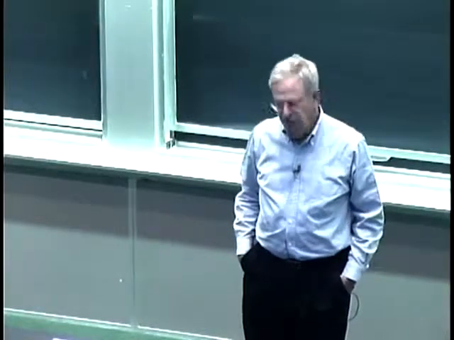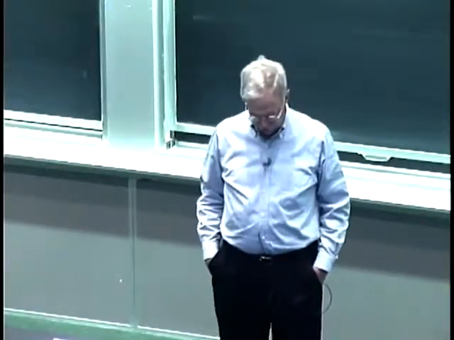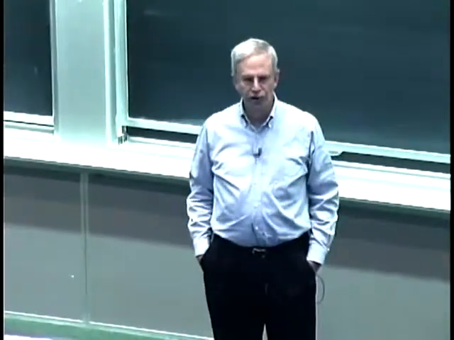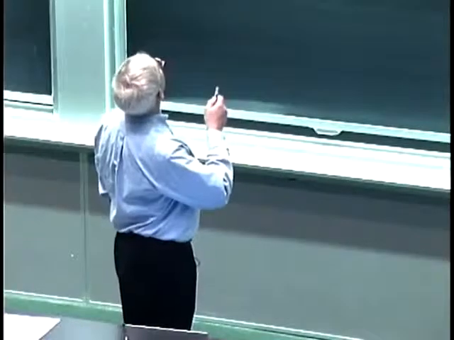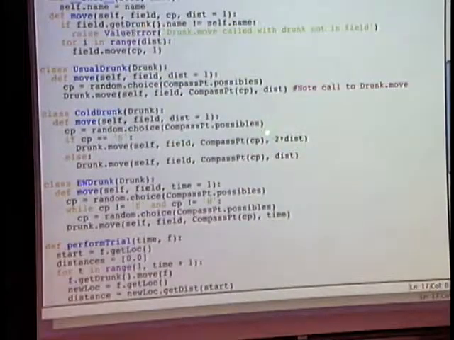Now let's compare the usual drunk to the cold drunk. So the cold drunk, again, I've overridden the move, and now it does something different. It gets the random compass point as before, but if it happens to be south, it calls drunk.move with twice the distance.